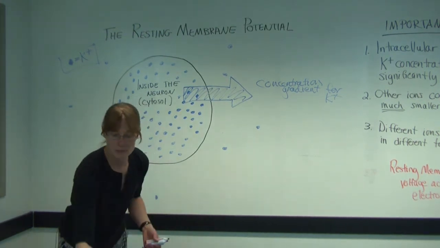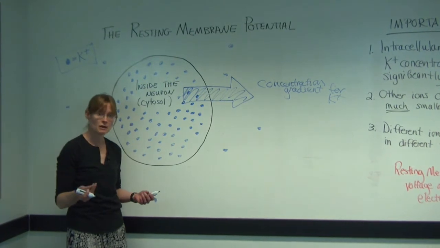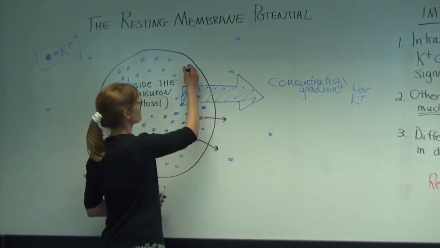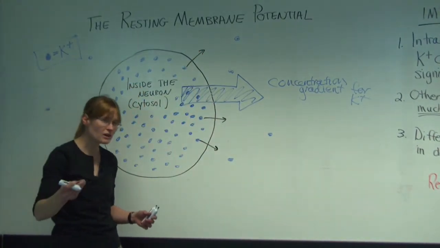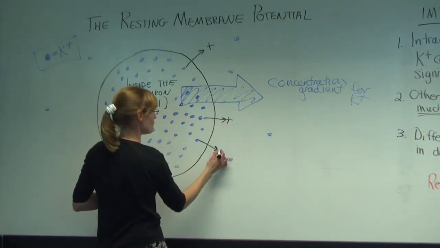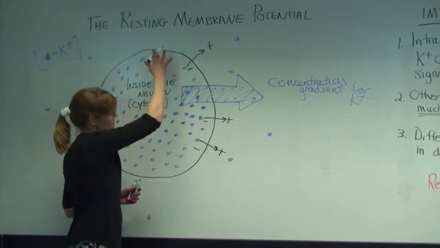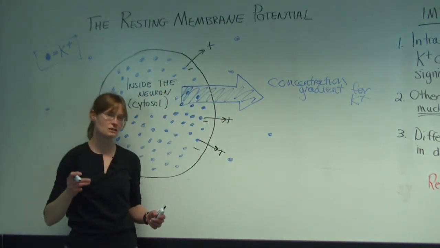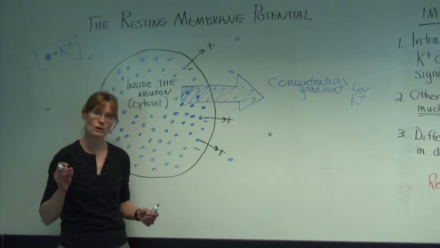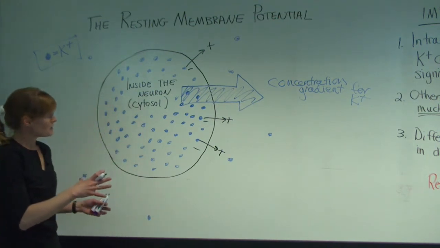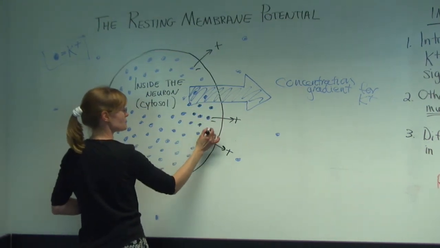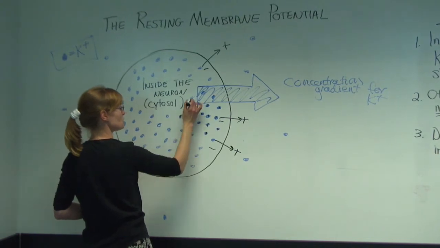But remember, potassium ions are charged. They're monovalent cations. So as they start to leave down their concentration gradient, they're going to bring their positive charges with them. As they leave, we're going to see the inside of that membrane start to get a little bit more negative, and we're going to see the outside start to get a little bit more positive. All right? And the other thing to remember is that each of these little potassium ions has a positive charge associated with it.